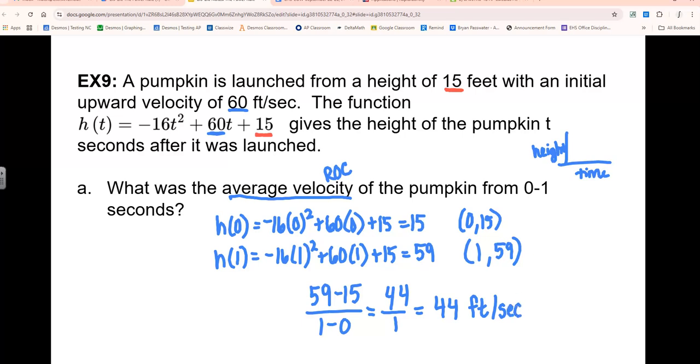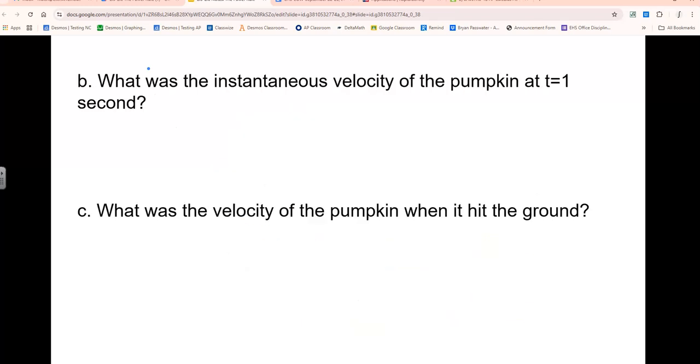All right, so for average rate of change, you're finding slope between the endpoints. You get those endpoints, you plug in those values, and you just do the slope formula. Average rate of change is not a calculus problem, right? We could have done that long ago. But the second part of this is going to ask you for the instantaneous velocity of the pumpkin at t equals 1. So instantaneous velocity is the slope of the graph at that point.